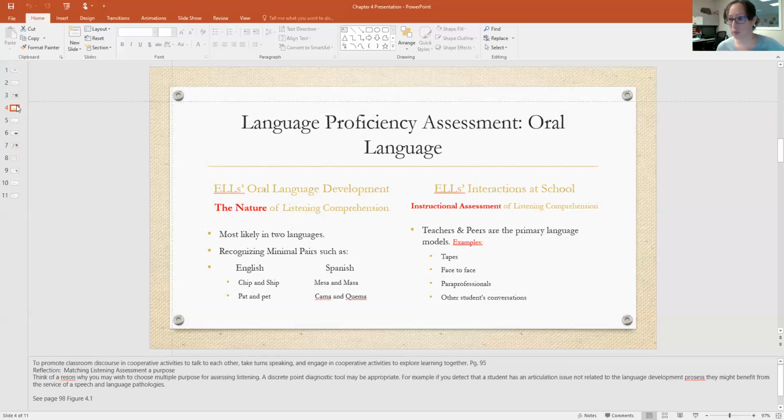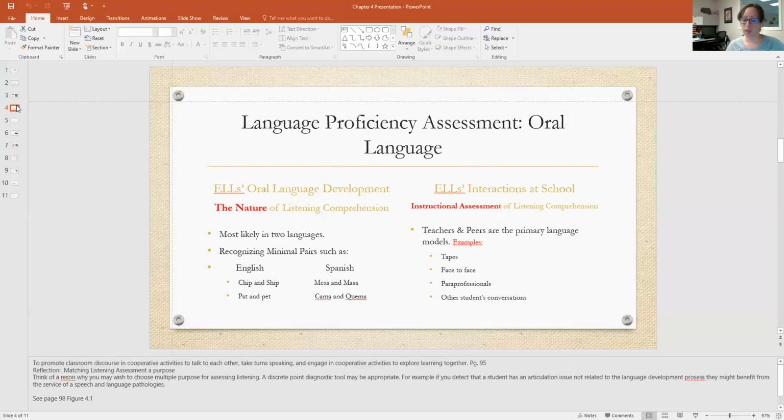Not all assessments need to be one on one. We can also do observations. Think of a reason why you may wish to choose multiple purposes for assessing listening. Sorry about that.